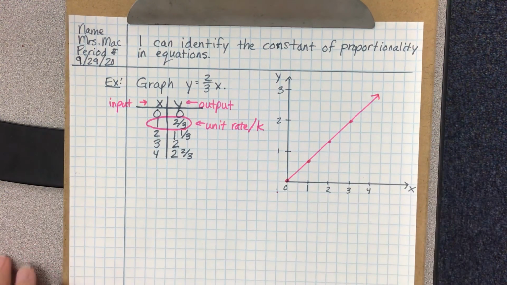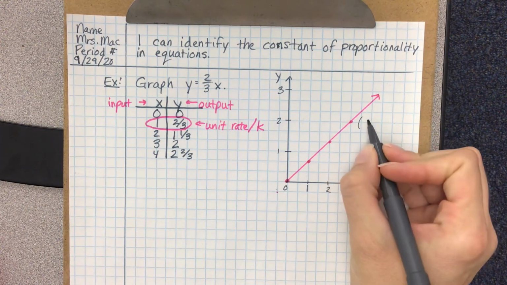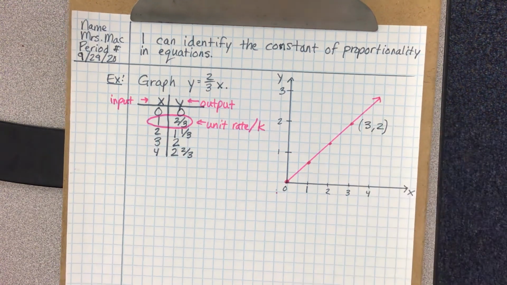Now let's go ahead and use our skills to find that constant of proportionality given the graph. So you can choose any of these points. I'm just going to choose this one because they're whole numbers, and I just like working with whole numbers.